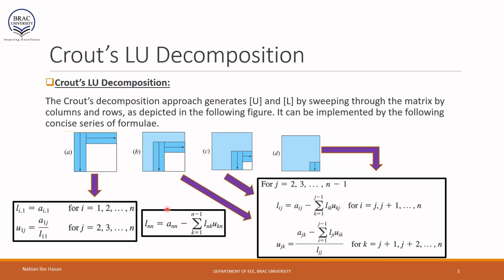So you see there is another equation that is described here, which is the LNN term. That means this equation is being used for the diagonal elements. LNN equal to ANN minus this term. So this is the one used for determining the diagonal elements. That means this is the diagonal element of the last row and last column. So this equation is being used for this last diagonal element.